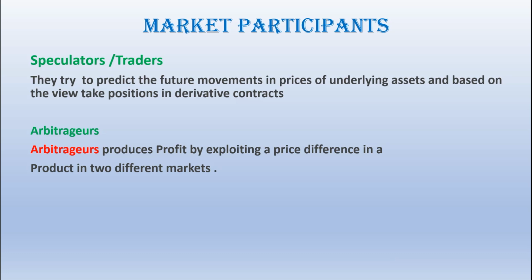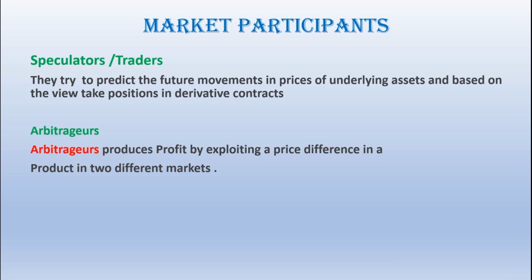The speculators try to predict the future movements in the price of the underlying asset, and based on the view, they will take positions in the derivative contract. So speculators are also called traders. Based on their view, they can enter into the CE or the PE trade. So they will do more trades per day. They are called speculators because they speculate on the future price.